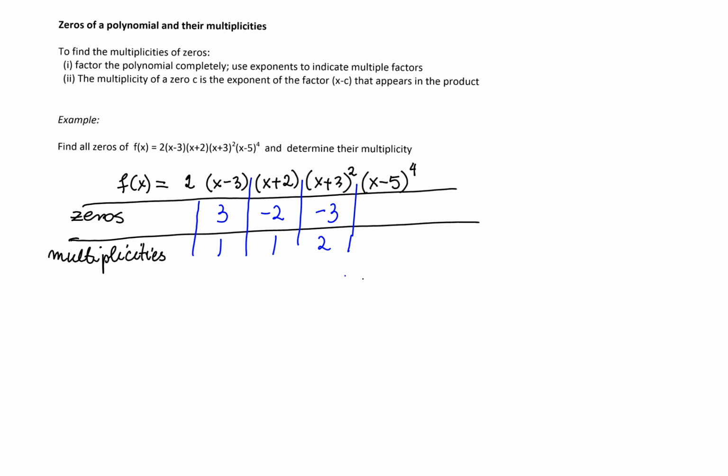The last factor produces zero, 5, because it's a factor x minus 5, and since the factor appears 4 times in multiplication, the multiplicity of that zero is 4. So this way we determined the zeros of the function f of x: 3, negative 2, negative 3, and 5, and their multiplicities, respectively 1, 1, 2, and 4.